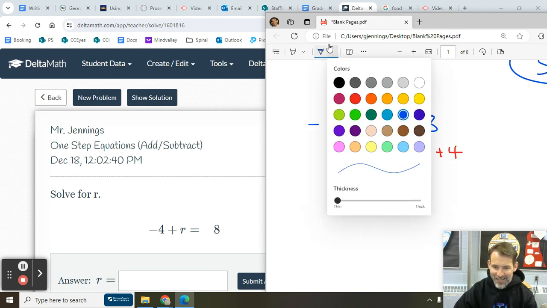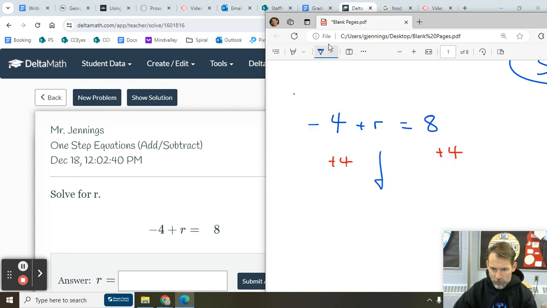And then I get the next line, which is a lovely line. It's a terrific line, folks. It's the best line that there ever was. R equals 8 plus 4. 8 plus 4 is 12. R is 12.